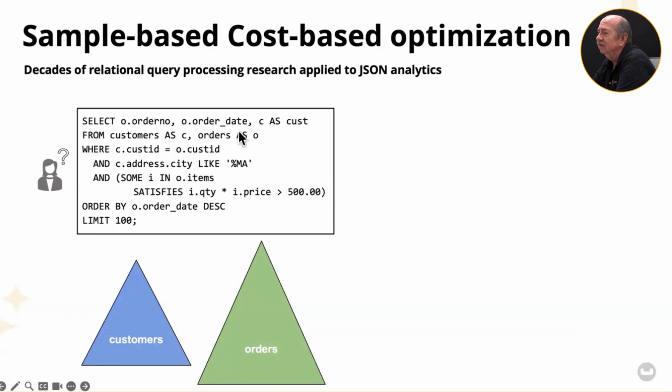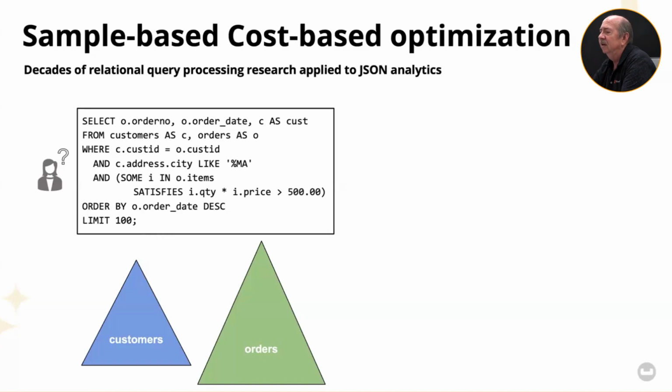So here's an example of a query against that sample data we saw earlier. I want to look at my customers and my orders. I want to join them, so I want to look at the orders for customer ID. I'm interested in doing that where the customer has a city that satisfies this like predicate, and where one of the items in the order is expensive in terms of how much quantity times price is for that item. It's kind of a complicated query. And then in the end, I want to order by order date, and I want to do a limit 100 because I just want to get an initial idea of what this looks like.